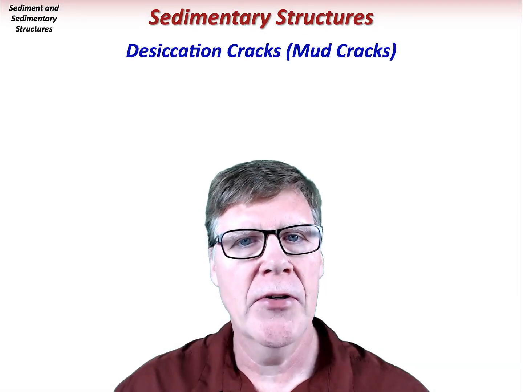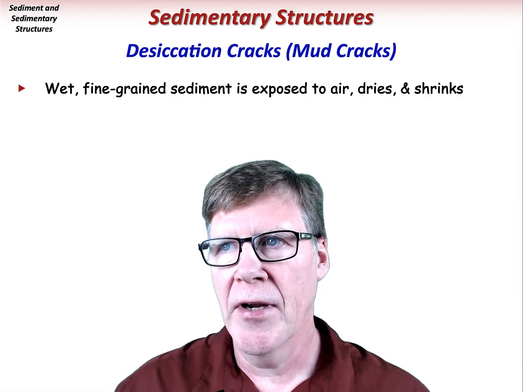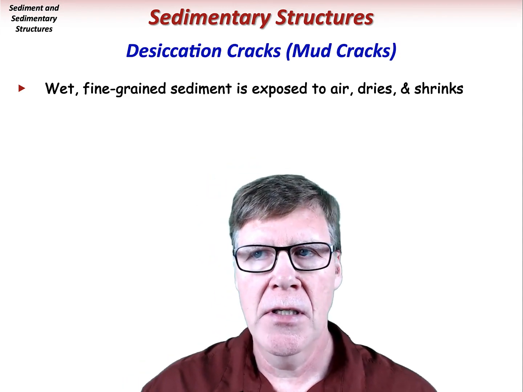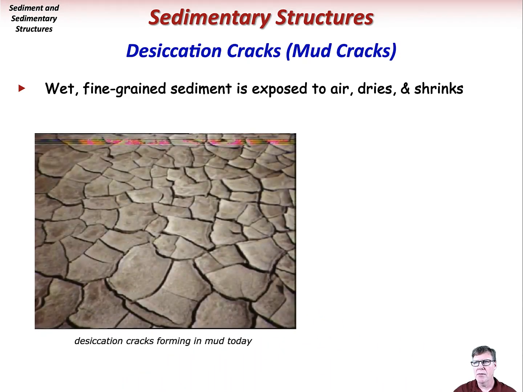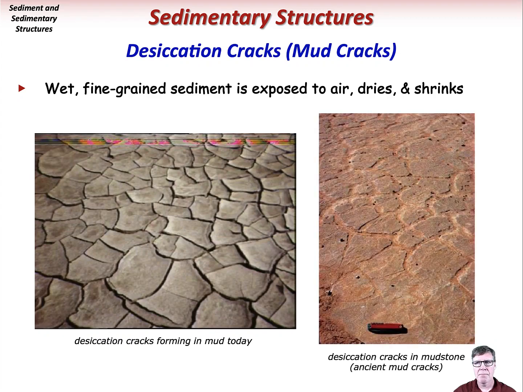Desiccation cracks, or mud cracks, form when wet, fine-grained sediment is exposed to the air and subsequently dries out, shrinks, and cracks. These features form because mud, silt and clay, has the ability to absorb a significant amount of water. But more importantly, it can only occur when the sediment is exposed to the atmosphere. Thus, mud cracks had to form from exposure to the atmosphere. This may not seem important, but it is a critical interpretation as to the depositional environment of the mud.